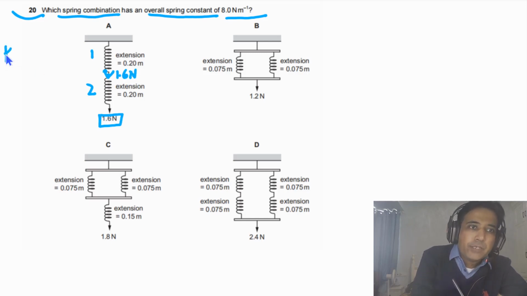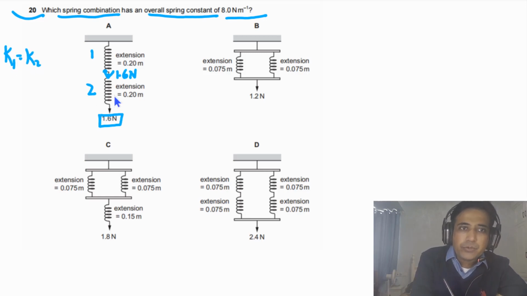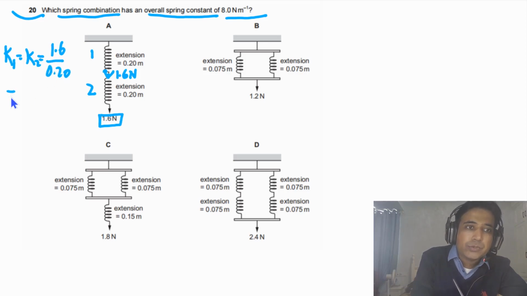So we can find the value of K. In this case K1 will be equal to K2 because of the same extension, same force. So K will be equal to force divided by extension, that is 1.6 divided by 0.20. So this is equal to 8.0 newtons per meter.